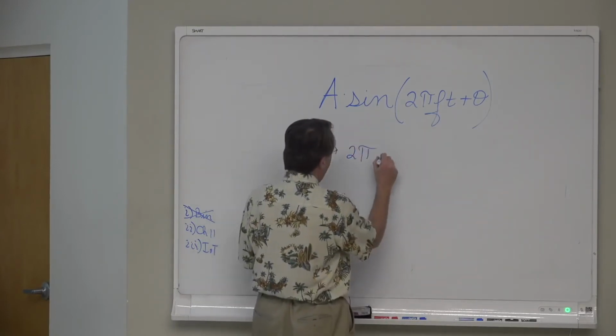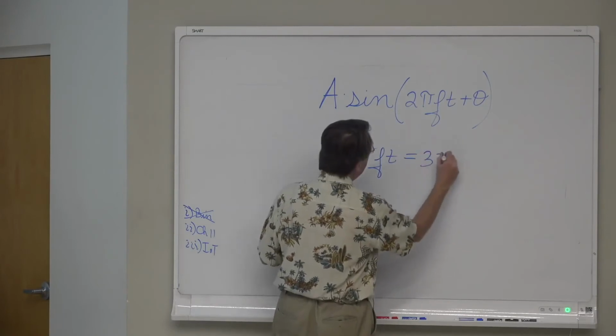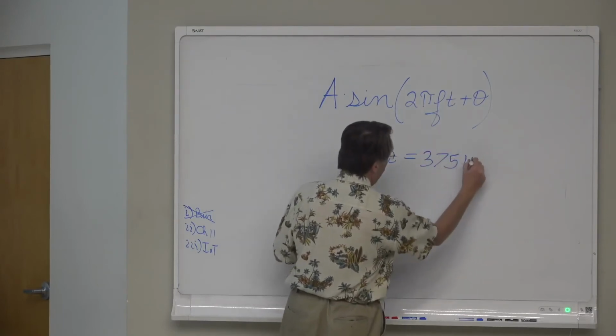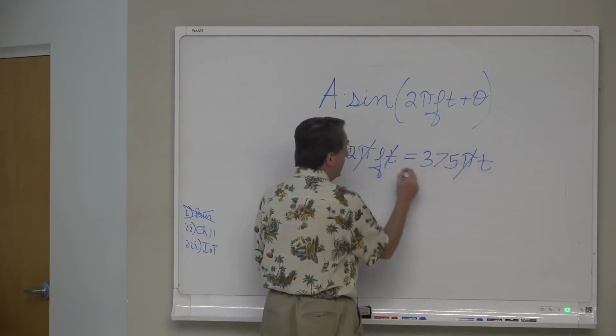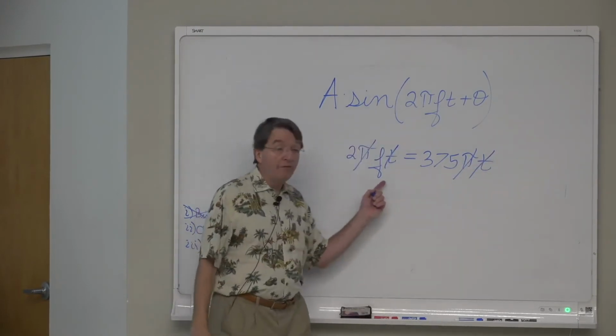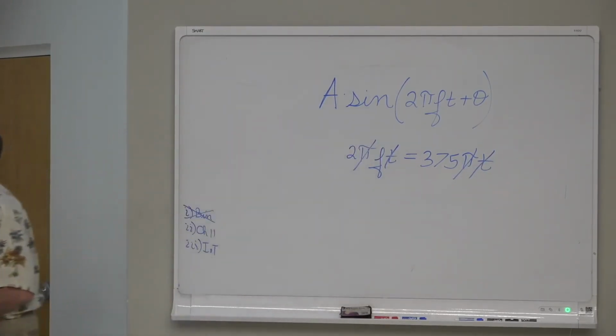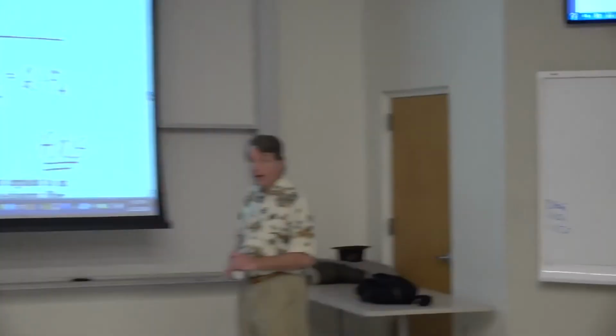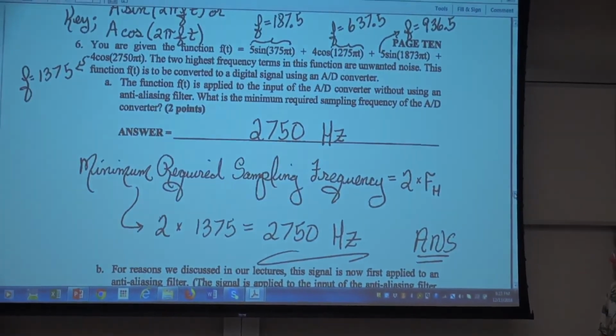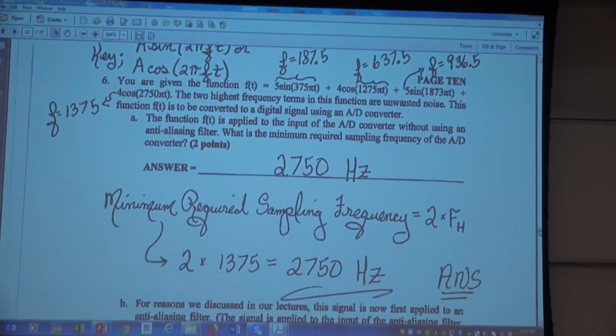2 pi ft equals 375 pi t. The pi's cancel, the t's cancel, and we're left with 2f equals 75. That means f is 187.5. And do that for all 4 terms, as I did on the top of this page.